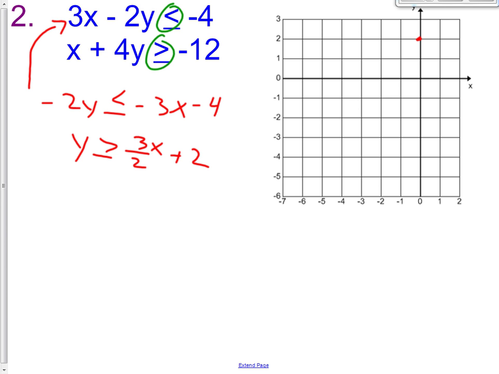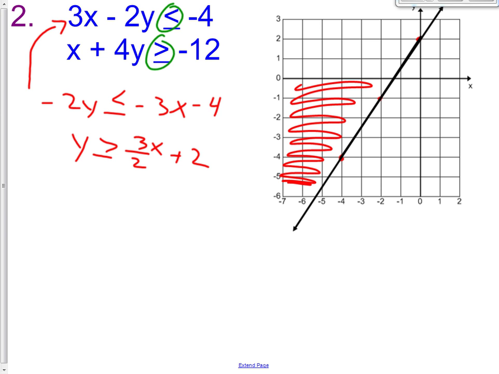3/2. So up 3 over 2, that would be the same as left 2, down 3, left 2, down 3. So we have a line that looks like this. And this is greater than or equal to, so I'm going to shade everything above the line. There we have that one.